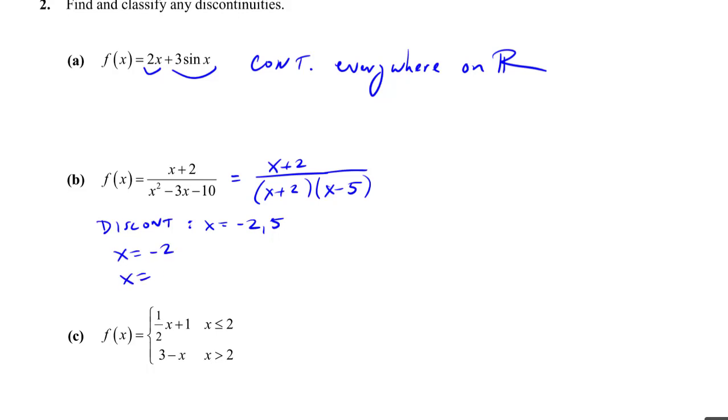But there's a difference, remember? -2 is coming from this totally canceling factor. That's going to be a hole, and that's going to be removable. Whereas 5 is coming from a 0 in the denominator that's not 0 in the numerator. That's a vertical asymptote, and that is non-removable.